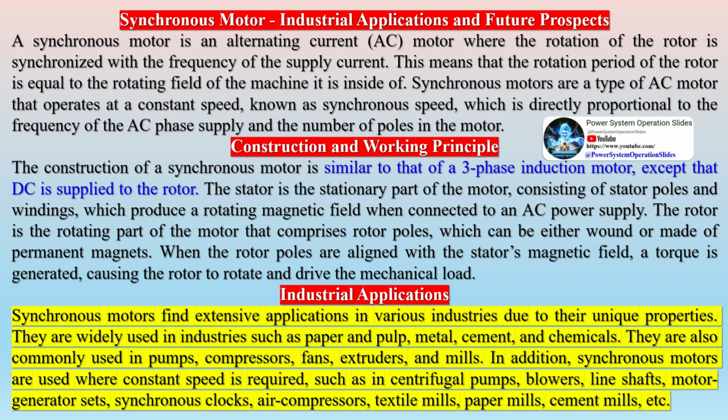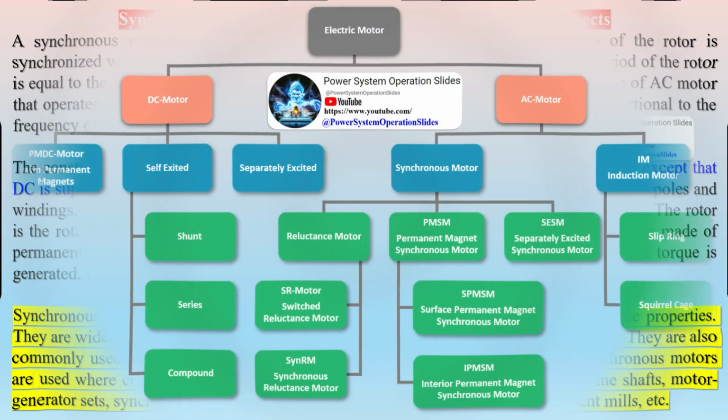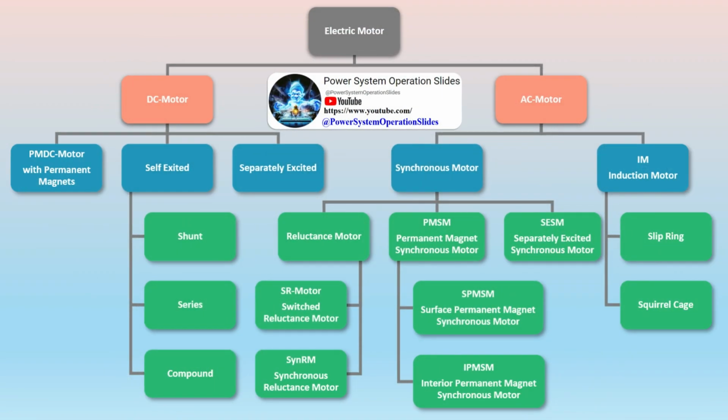A synchronous motor is an alternating current AC motor where the rotation of the rotor is synchronized with the frequency of the supply current. This means that the rotation period of the rotor is equal to the rotating field of the machine it is inside of. Synchronous motors are a type of AC motor that operates at a constant speed, known as synchronous speed, which is directly proportional to the frequency of the AC phase supply and the number of poles in the motor.